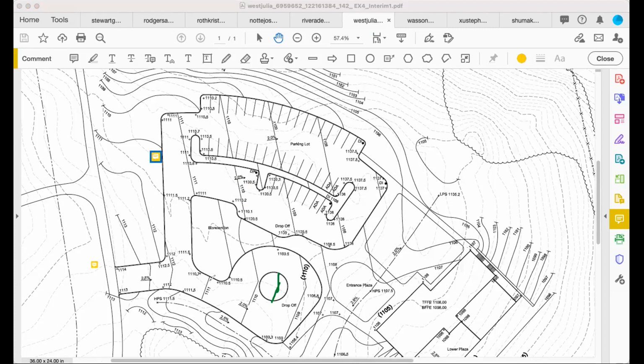Let me take a look at another question. So, just the 114 into driveway.